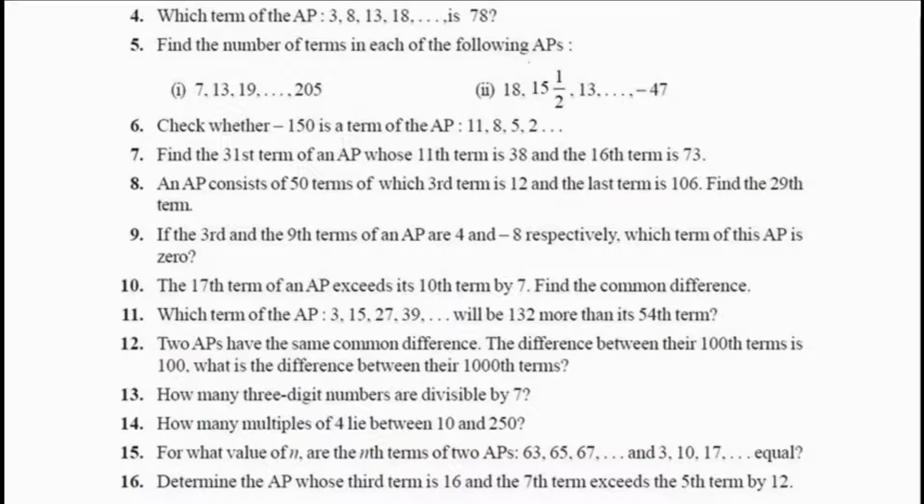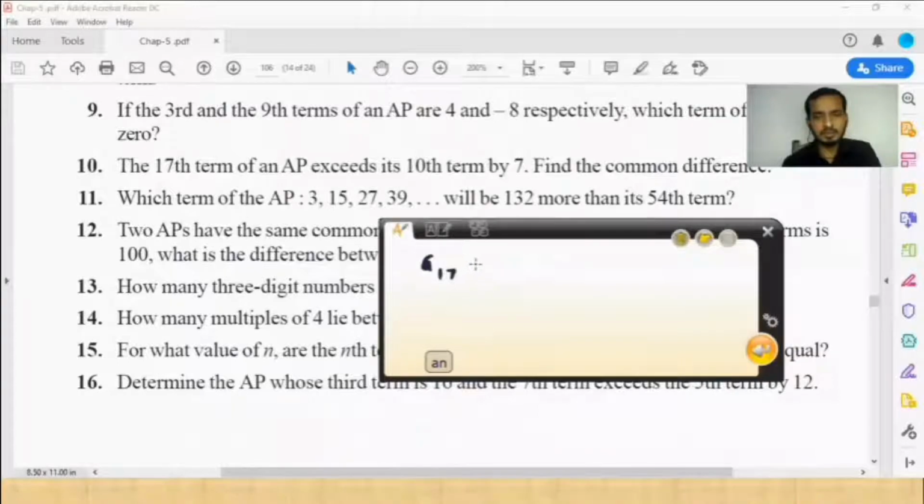So the 17th term we can denote by A17. A17 is equal to the 10th term, that is A10, plus 7. So from this statement we can write this equation: A17 is equal to A10 plus 7. And from this equation we can find out the common difference.